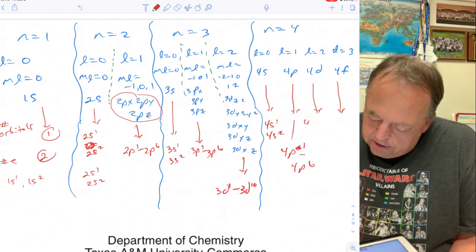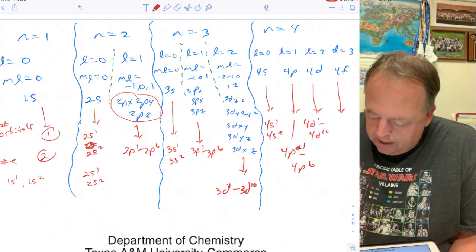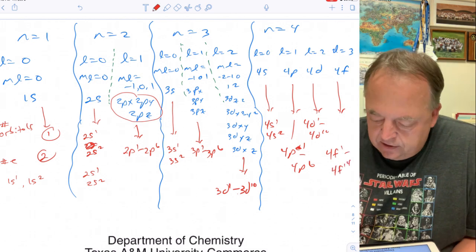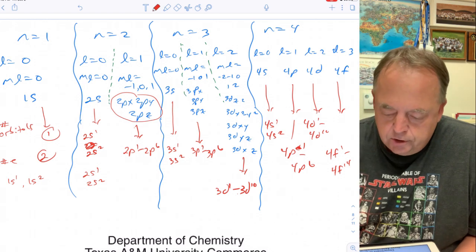On the 4d's, you could put 1, or you could put up to 10 electrons there. Or in the f orbitals, you could put 1 all the way up to 14 electrons there, because there's 7 f orbitals that hold 14 electrons, right?